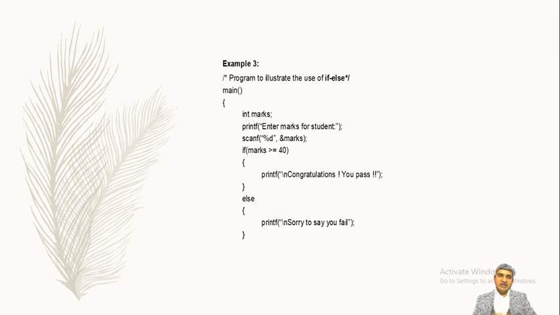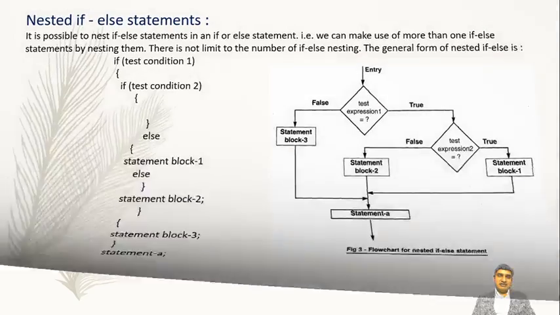Now we have to check the condition. If marks is greater than or equal to 40, if it is true, then congratulations, you pass. This message is displayed on the screen. But if it is false, the else statement is executed, so printf sorry to say you fail. So this is the if else statement, a program to illustrate the use of the if else statement.